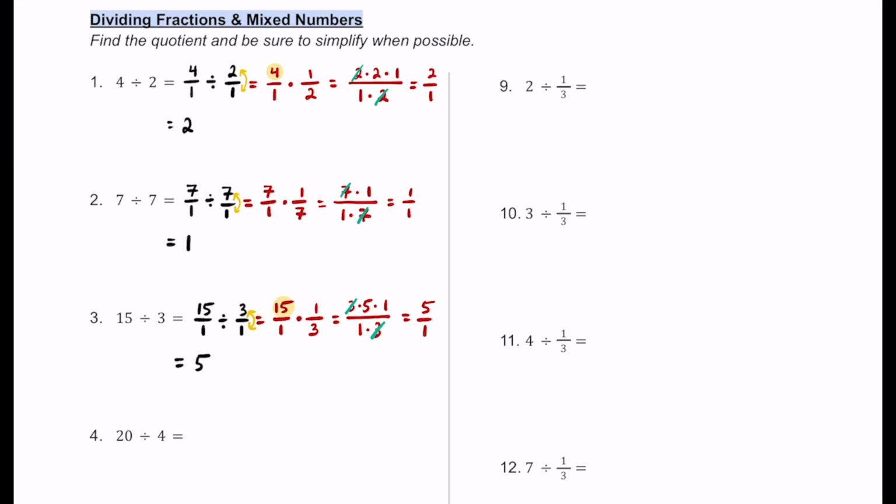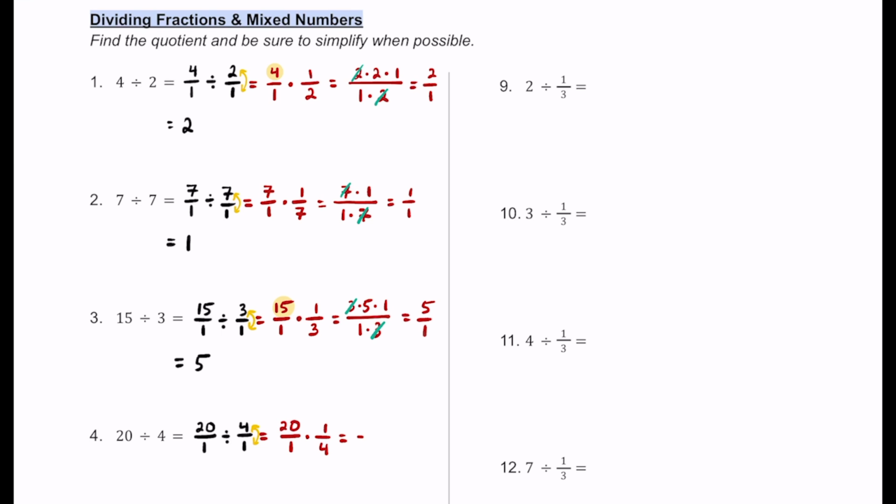We have 20 divided by 4, and hopefully you know 20 divided by 4 is 5, right? So we should get 5 as our answer, but let's just practice this algorithm. 20 is 20 over 1, 4 is going to be 4 over 1, okay? And we're going to rewrite this as a multiplication problem, so that's going to be 20 over 1, keep that. We're going to multiply, we're going to flip this 4 over 1, we're going to make that 1 over 4.